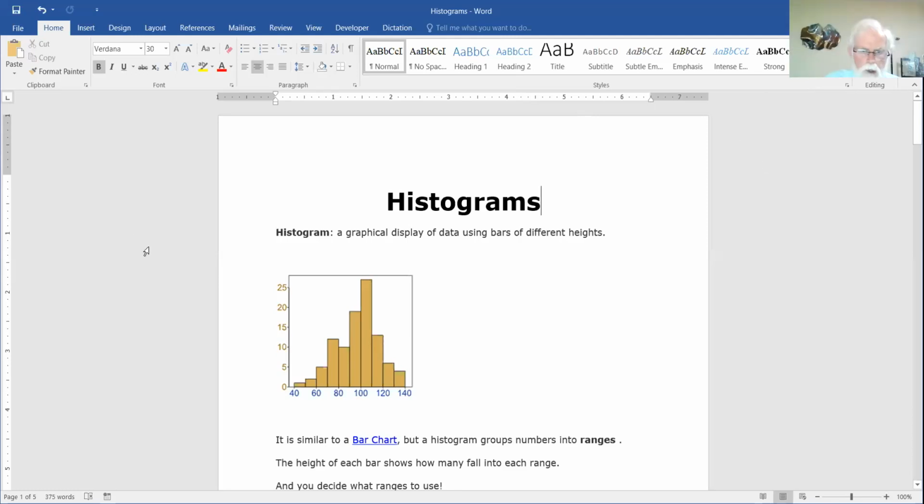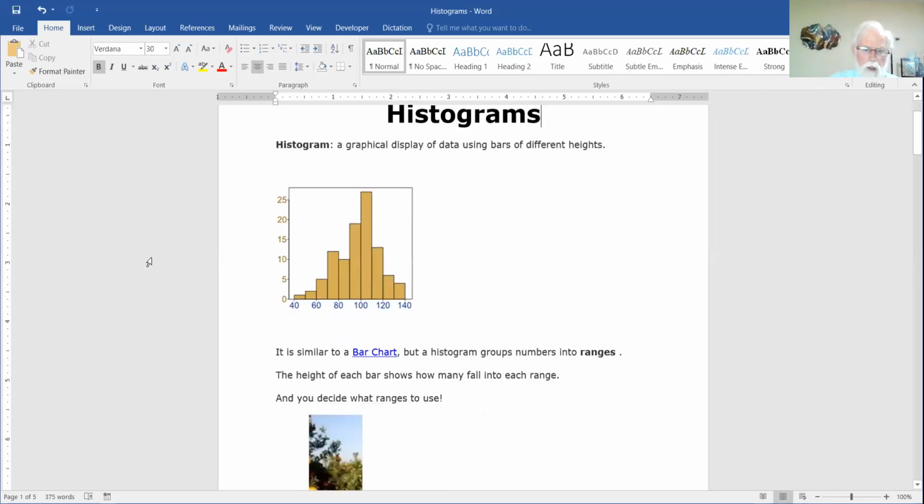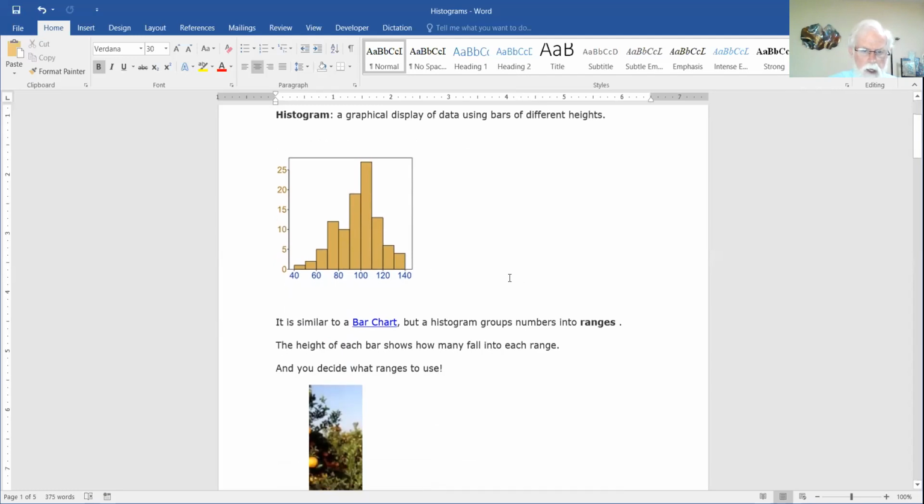All right. So now we're actually going to look some more at histograms. Remember what I stated earlier was that it's like a bar chart, but we group them into ranges, which is why there are no gaps between them. And so basically, the chart shows by height how many of whatever it is you're measuring fall into each range.